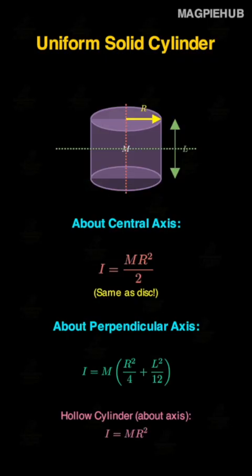About an axis perpendicular to the length through the center, I equals m times r squared over 4 plus L squared over 12. This formula combines contributions from both the radius and the length. For a hollow cylinder or tube about its central axis, I equals mr squared, same as a ring.